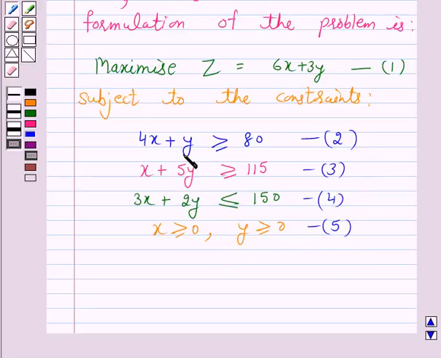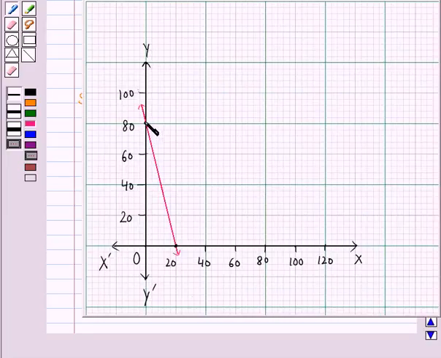Now we will first draw the line representing the equation 4x plus y is equal to 80 corresponding to the inequality 4x plus y greater than or equal to 80. Now clearly the points (0, 80) and (20, 0) lie on the line 4x plus y is equal to 80. Therefore, the graph of this line can be drawn by plotting points (0, 80) and (20, 0) and then joining them. Now, let us take A as the point (0, 80) and B as the point (20, 0). So AB represents the line 4x plus y is equal to 80.